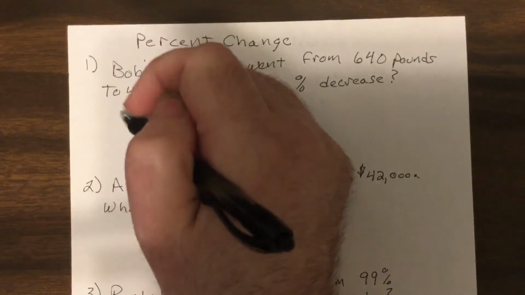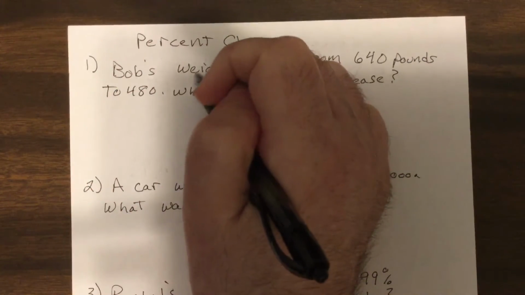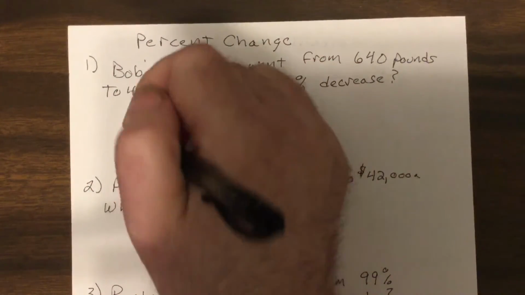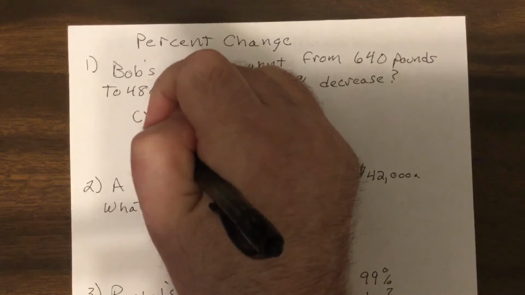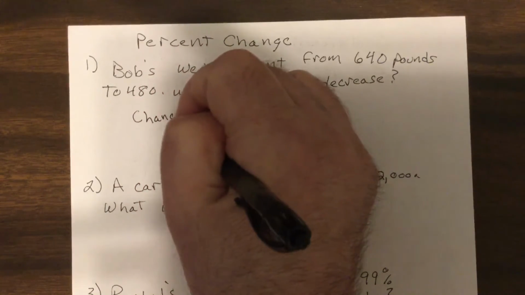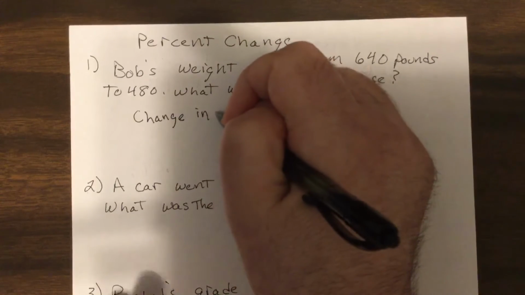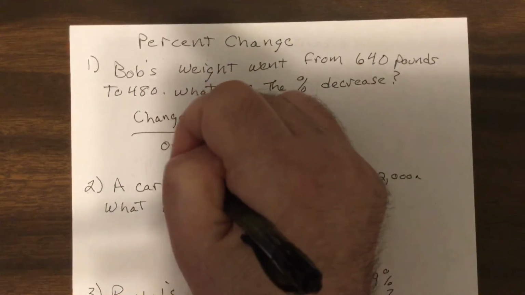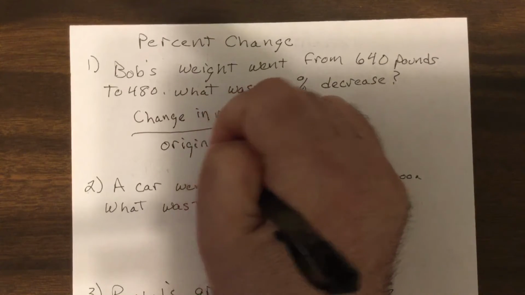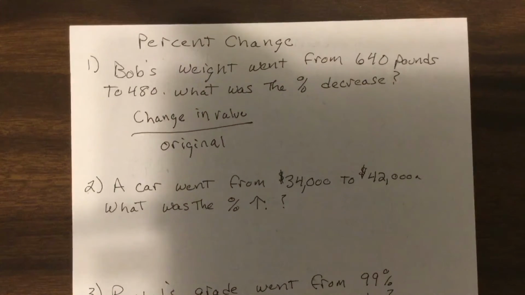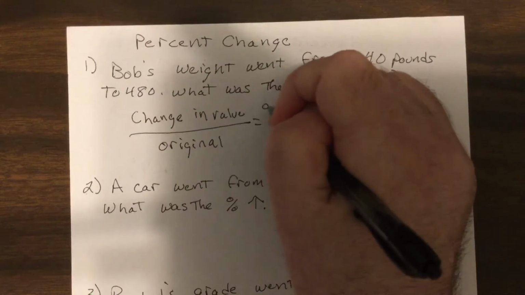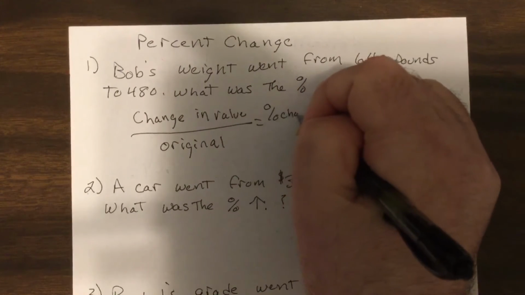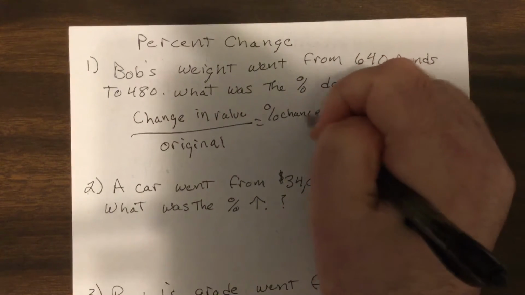Now remember, percent change problems, when you're given the starting and ending, is pretty much the change in value. How much did it go up? How much did it go down? Over the original, and that's what messes people up. They usually want to put it over the new value, but no, you're comparing to where you started from, equals percent change over 100.